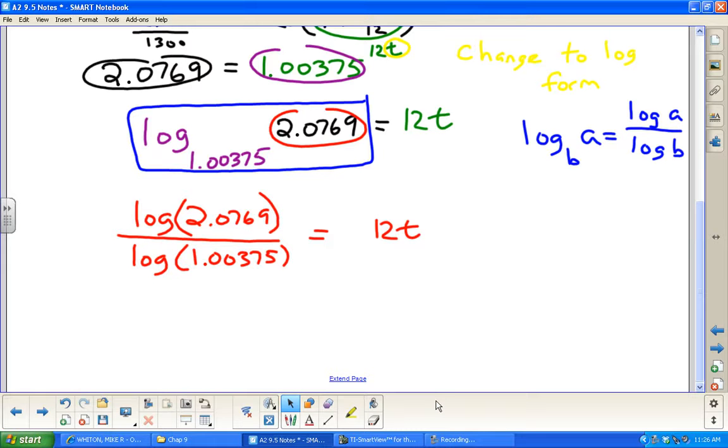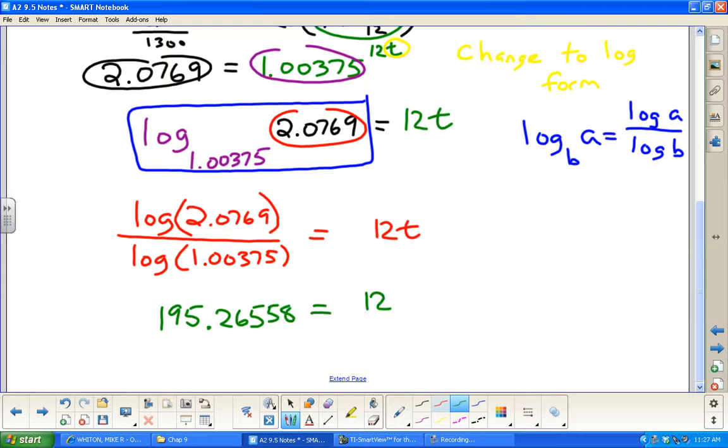We're going to do log, open a parenthesis, and put in the 2.0769. Make sure you close the parenthesis, then divide by log 1.00375. Okay, and the left side of your equation should be 195.26558. So that still equals 12t.